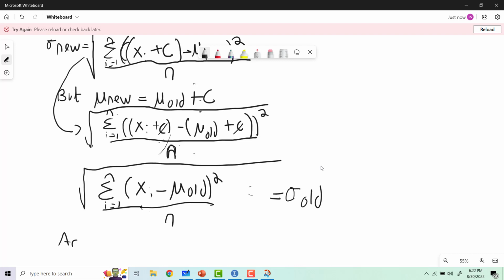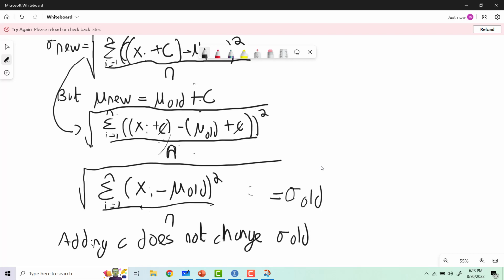So adding c does not change the standard deviation. I'll say in general, it does not change sigma or sigma squared. So if we add c to every x, it makes no difference to the standard deviation.